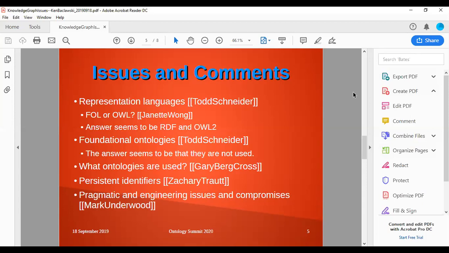Okay, so Zachary, who isn't here, I guess, brought up the issue of persistent identifiers, but actually, Jens Osman did mention identity management as being one of the features of these knowledge graph systems. So that certainly does seem to be part of what knowledge graphs consist of. Then Marc brought up pragmatic and engineering issues and compromises.